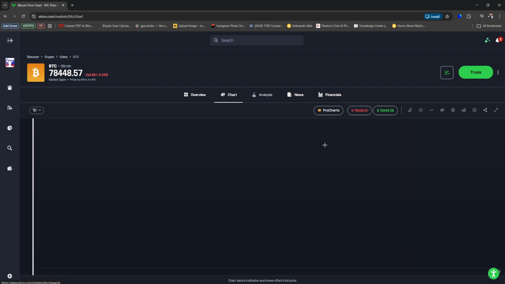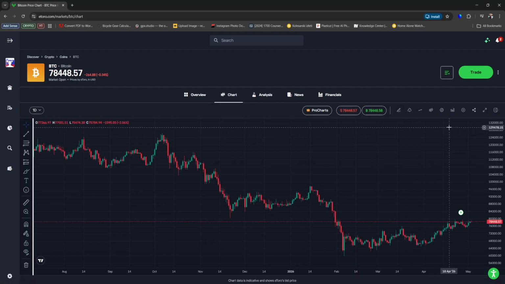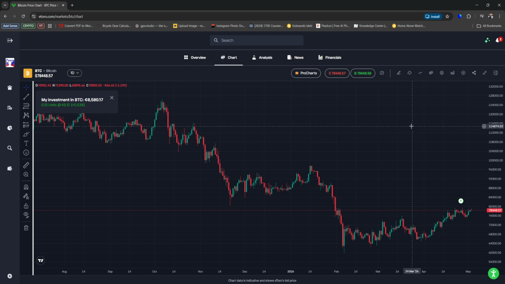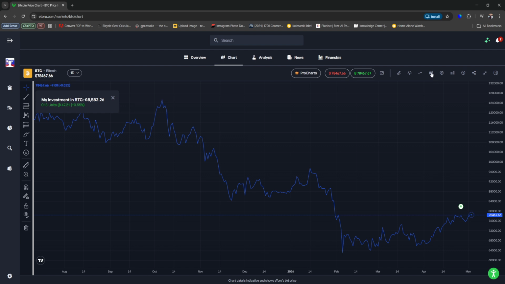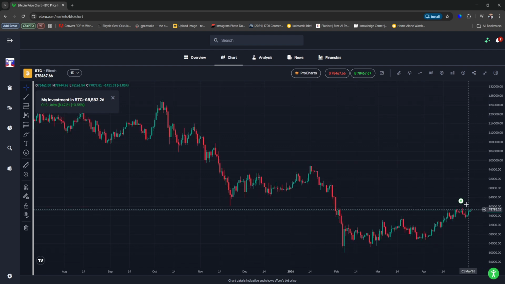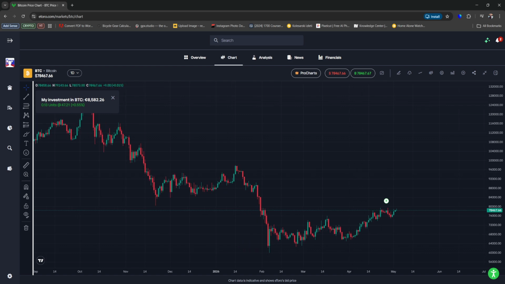Go here to the chart, and now what we can do is first put it to the bigger screen, so you can press these diagonal arrows just like that, and we have the bigger screen now, bigger chart. Now the second thing, if you don't see these charts, at the top you can select this one here, and then if you have something like that, you can change to the candles and you will see this kind of view now.